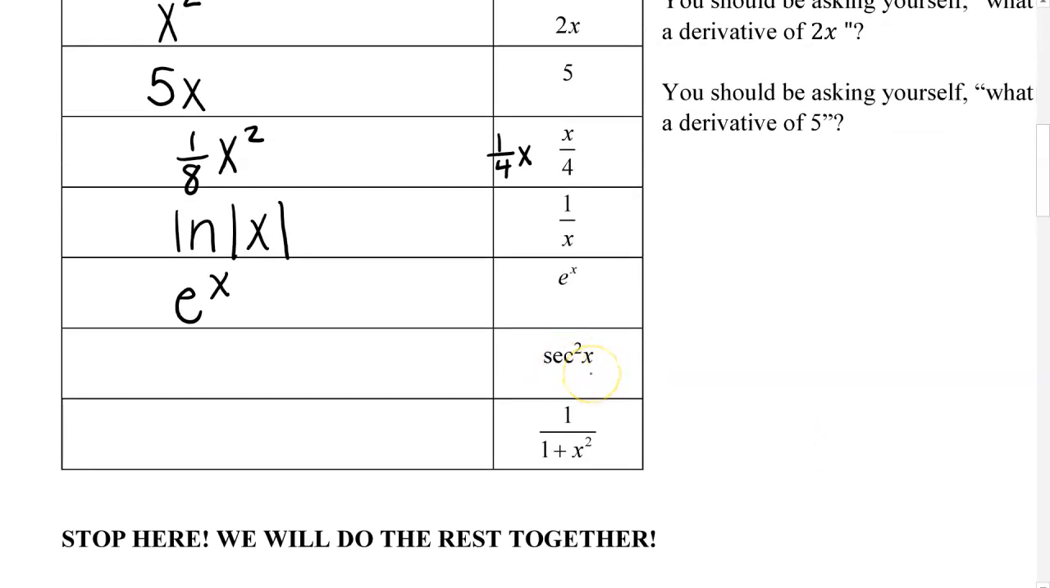Antiderivative of secant squared, what function do I differentiate to get secant squared? That would be tangent. And then the last one, hopefully you recognize as one of those crazy formulas for inverse trig derivatives. This was inverse tangent.